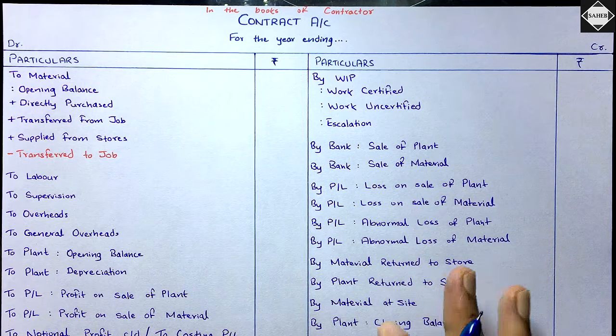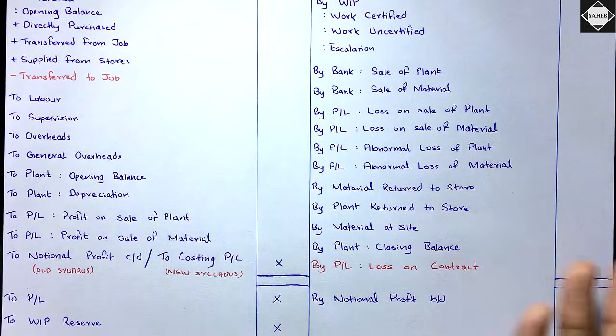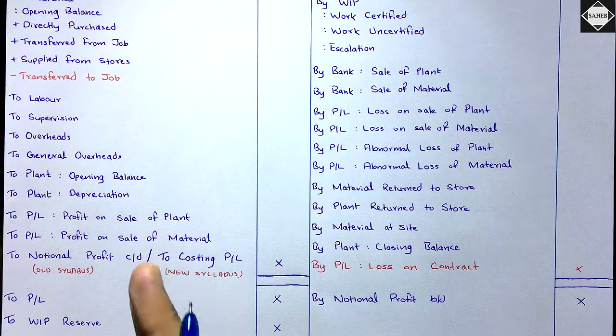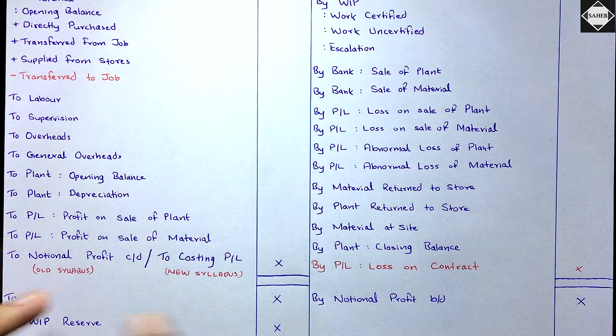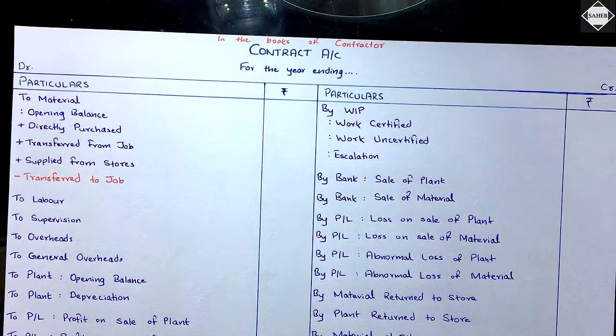And then the profit or loss made by the contract will come as profit on the debit side and loss on the credit side. Now here there's a bit of a tricky part regarding the old syllabus and the new syllabus that we have to understand properly. Don't worry. Old syllabus is for the BCOM and IPCC students, and new syllabus is for CA Inter students, right? So this is just the format of contract account.